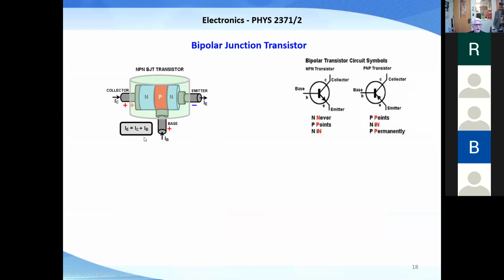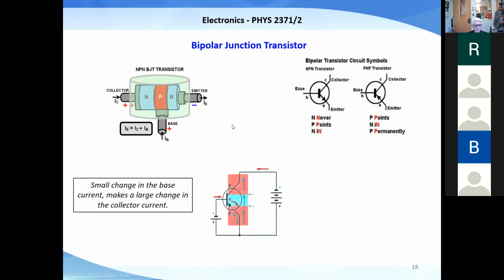So remember Kirchhoff's current law, right? If this is a node, then the emitter current is equal to the collector current plus the base current. We're not really going to use that. So all the lore of semiconductor transistors says that a small change in the base current makes a large change in the collector current, okay? I'm not going to look at it that way.